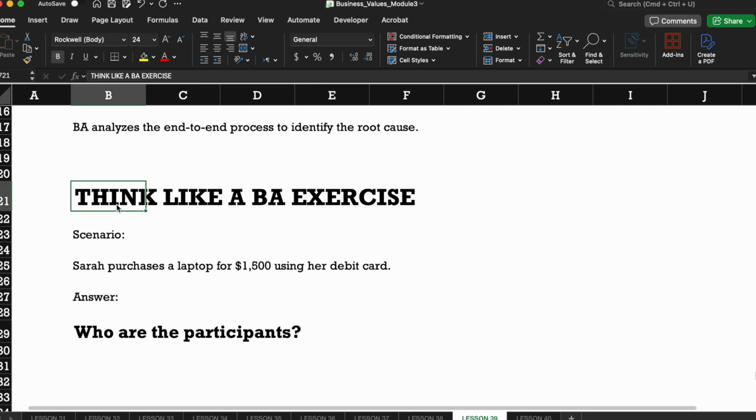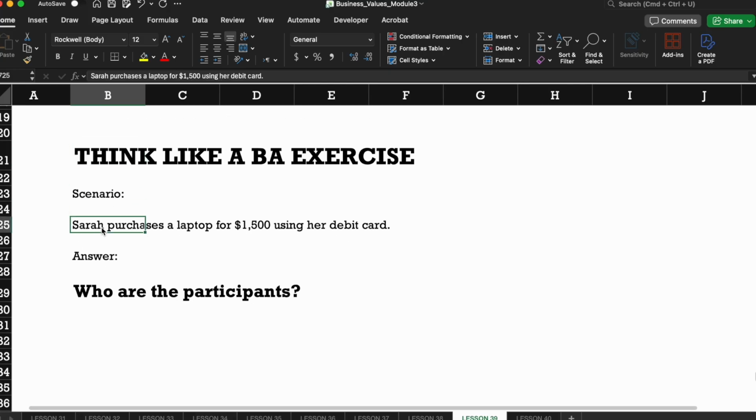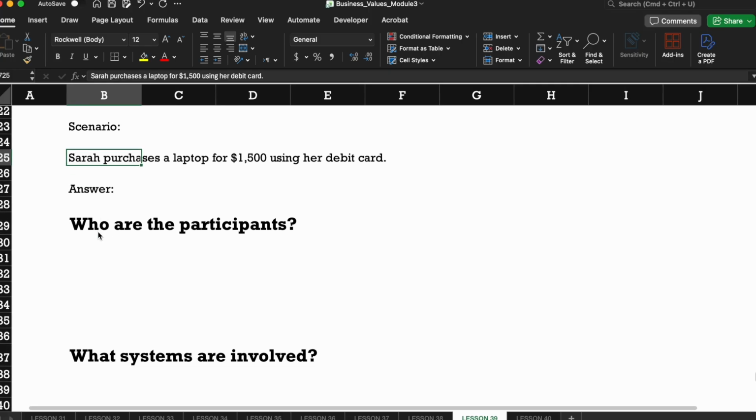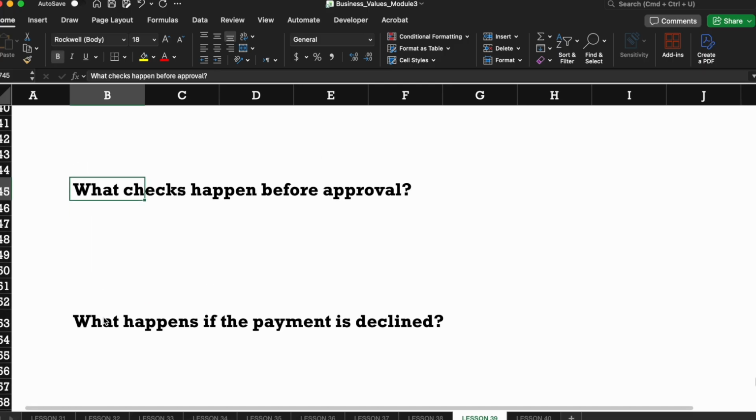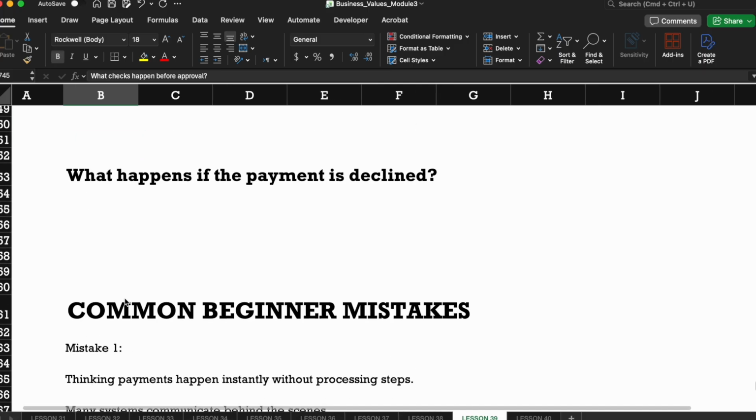Okay, think like a BA exercise scenario. Sarah purchased a laptop for $1500 using her debit card. Answer: who are the participants? What systems are involved? What checks happen before approval? What happens if the payment is declined?